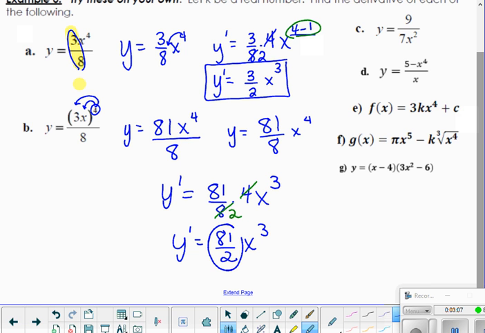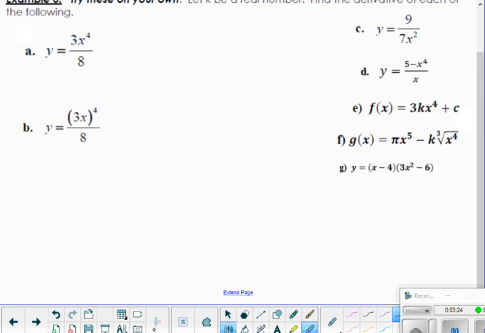And I would prefer to leave it as 81 halves rather than writing 40.5 x to the 3rd. Have you ever seen that really written on a worksheet or in a textbook? No, it's not standard convention, is it? 81 halves would be the standard convention. Okay, I'm going to erase. And then let's take a look at C next.